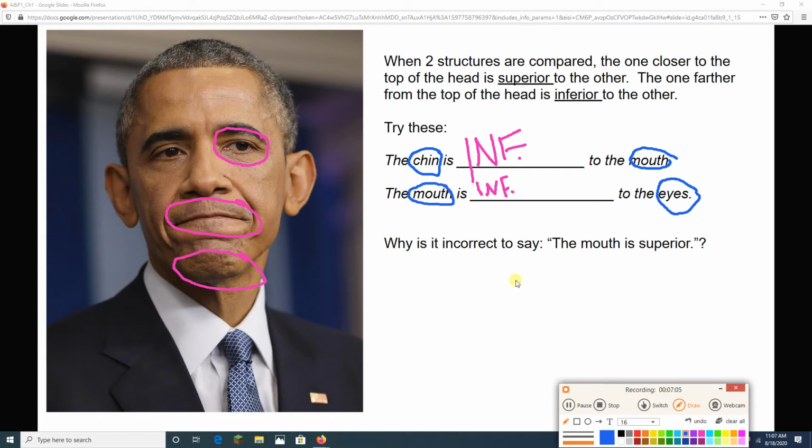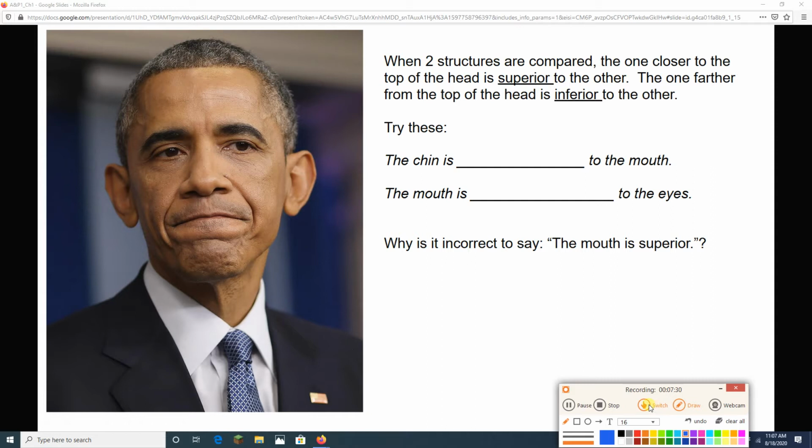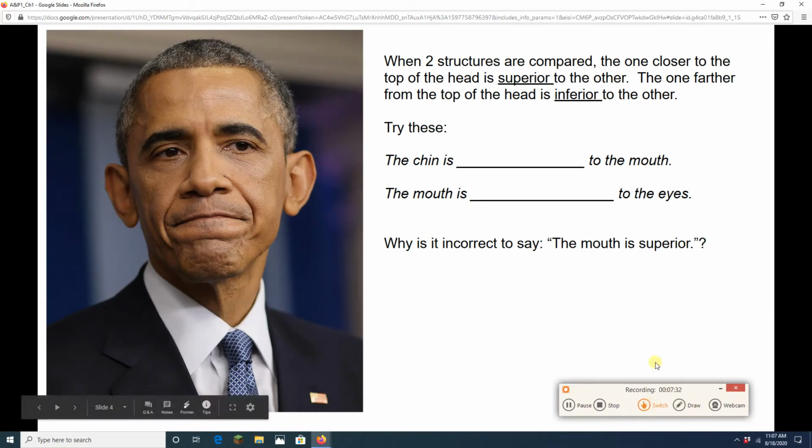Now, one thing you got to realize, it is absolutely incorrect to say a sentence like this. To say, hey, the mouth is superior. Why do you think that is? Well, the answer is, you always got to say superior to something, inferior to something. Okay, cool. Let's do some more.